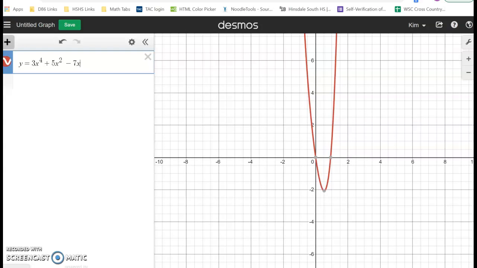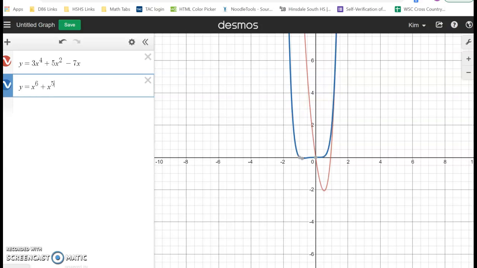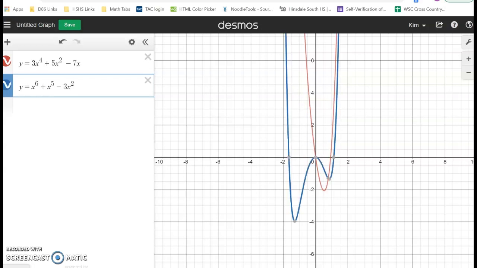All right, let's try another even degree polynomial. Let's see if we can find any common characteristics, something that's going to happen every single time. So let's try y equals, let's do x to the 6th, because that's even, plus x to the 5th minus 3x squared, plus 4.